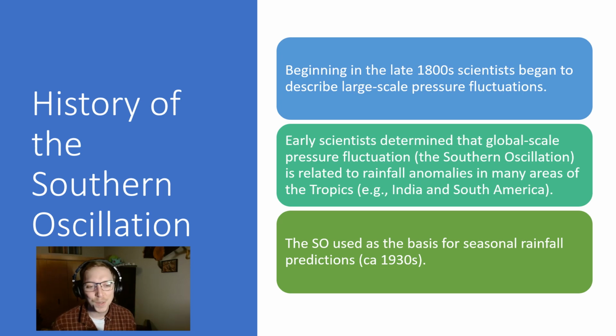If we look at the history of the Southern Oscillation, beginning in the 1800s or so, scientists began to describe large-scale pressure fluctuations. A gentleman by the name of Sir Gilbert Walker and colleagues extended the early studies and determined that a global-scale pressure fluctuation, or the Southern Oscillation, is related to rainfall anomalies in many areas of the tropics. For example, India and South America. The Southern Oscillation was used as a basis for seasonal rainfall predictions circa 1930.